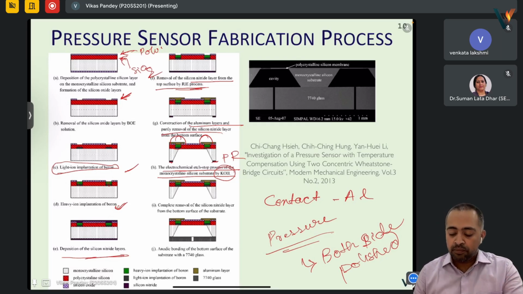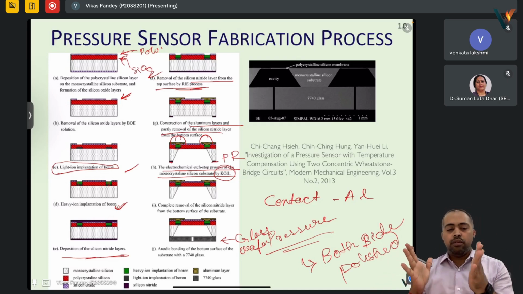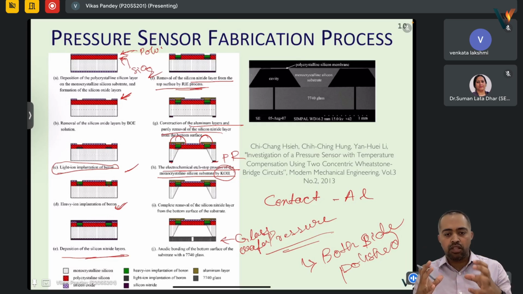Once this is done, it is sealed with a glass wafer. This sealing is done using anodic bonding. That is again a process where it will stick. So it will diffuse like one single structure, a complete structure. So this whole thing is closed.